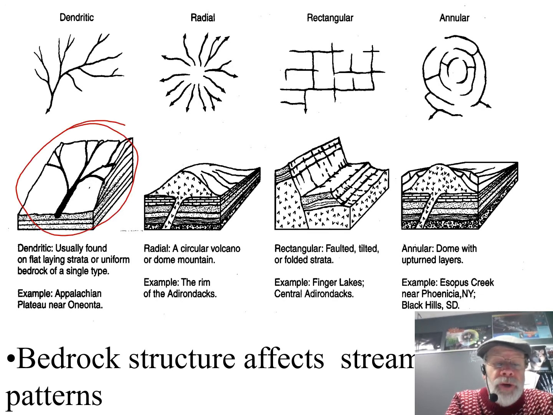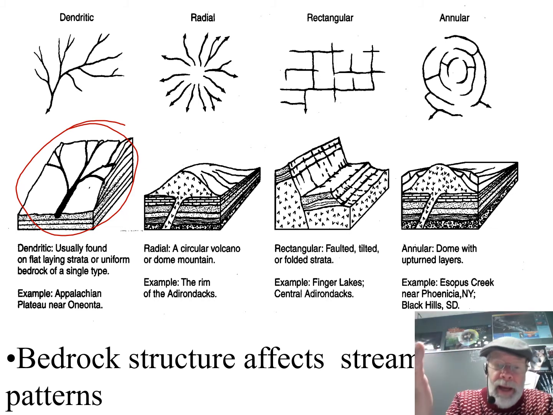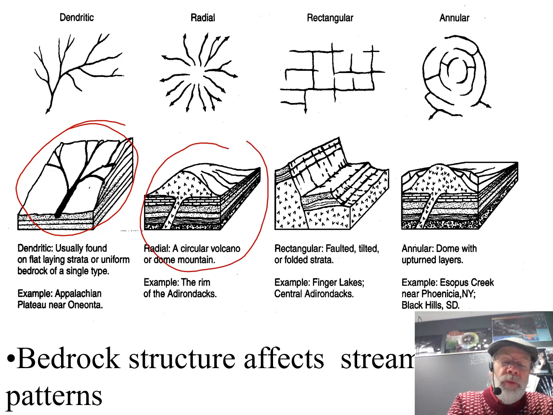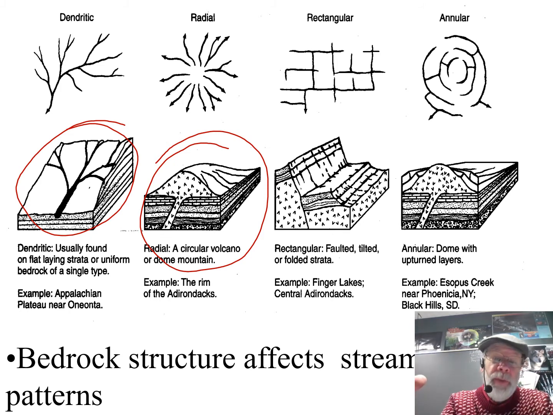When we look at dendritic, that's just sloping land, and it makes sense. The streams all join together one after another, and they form this dendritic, which means tree-like pattern. You can see it looks like the branches of a tree. Why would something be radial? Well, it's all coming away from a higher point. So if we see radial stream patterns, we know the center is higher.